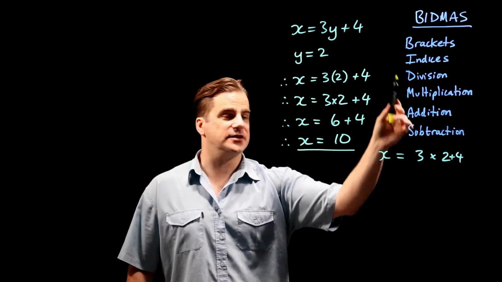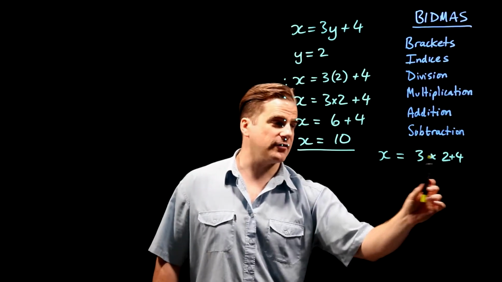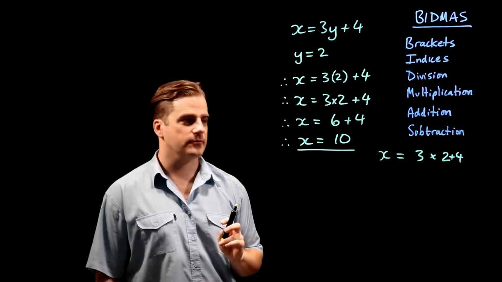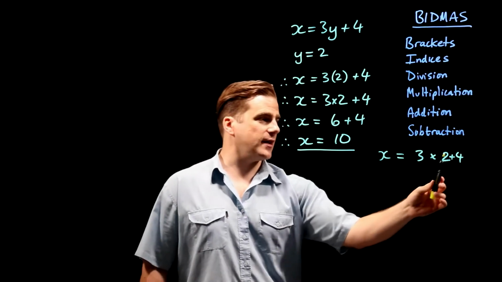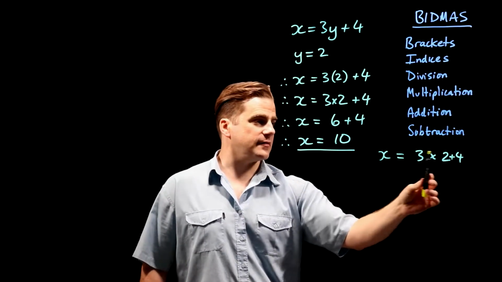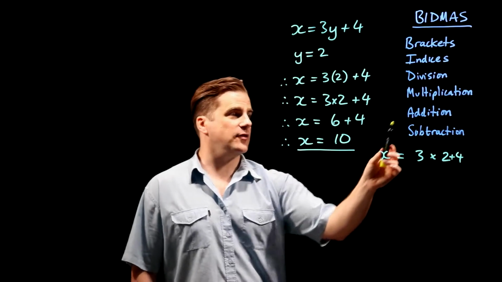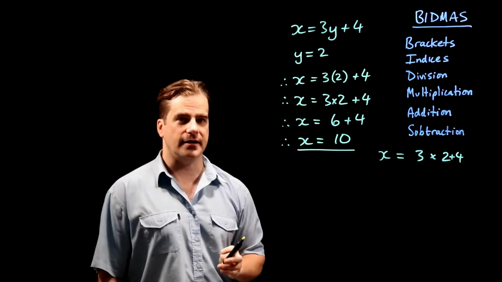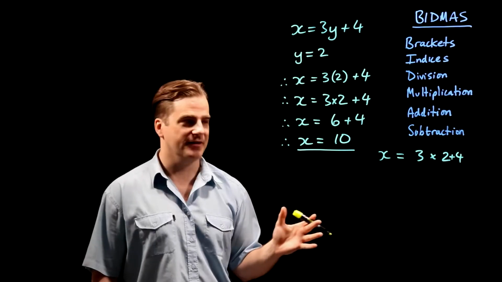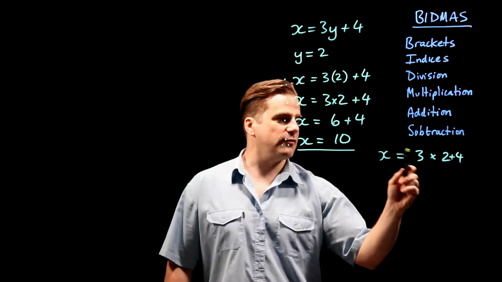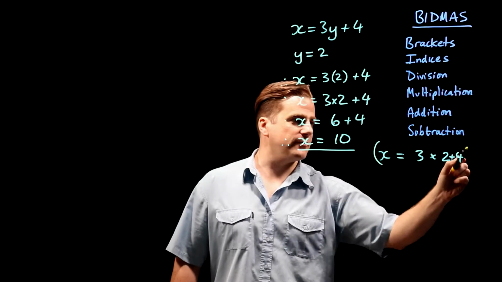Multiplication still beats addition in BIDMAS. So you have to do 3 times 2 first. If you did the 2 and the 4 first, you get 6 times 3 is 18. So if you do the addition first, you get x is 18, which is clearly not the right answer because 18 and 10 are different. So don't fall into that trap.